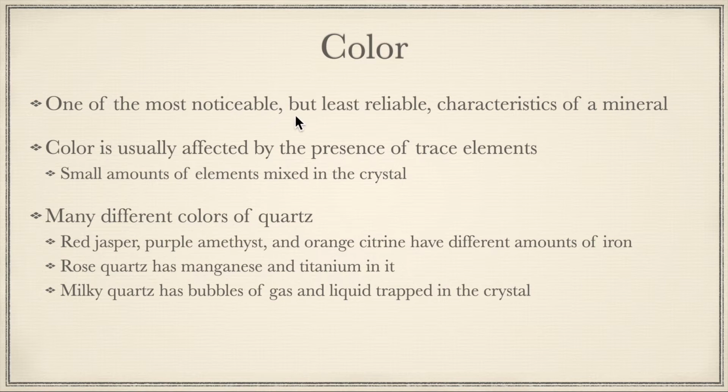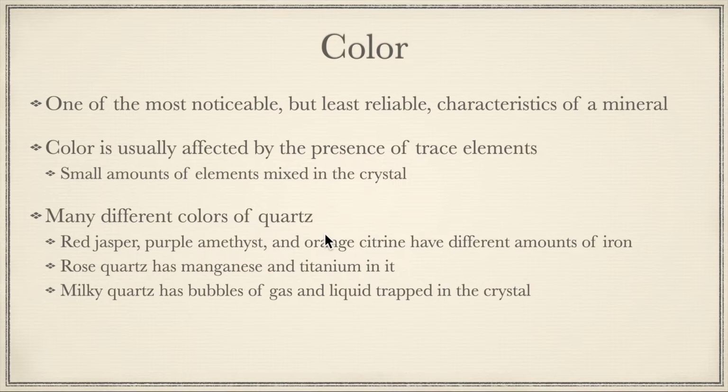So color is one of the most noticeable but least reliable characteristics of a mineral. The first thing you see is the color, it's really easy to see, but it's also very unreliable. Color is usually affected by the presence of trace elements, which don't really change what the mineral is. Just having a few atoms of iron or nickel or something in there doesn't really change the mineral. Small amounts of elements mixed in with the crystal, again, those are your trace elements, will affect the color.